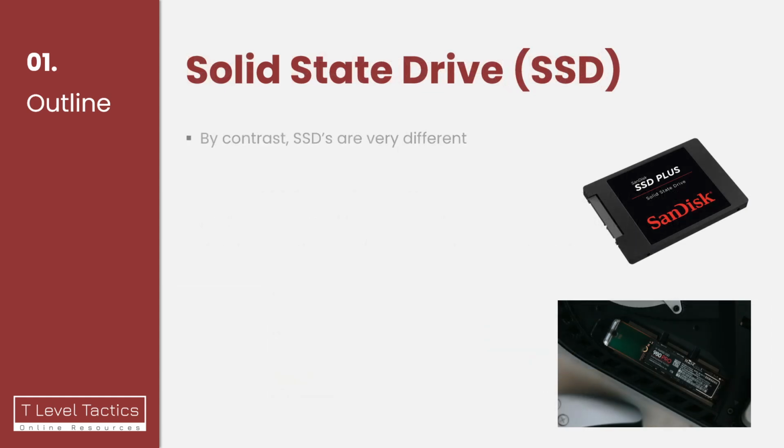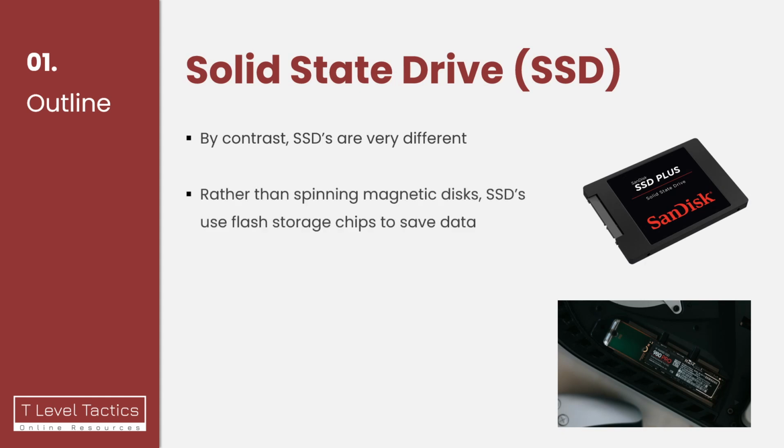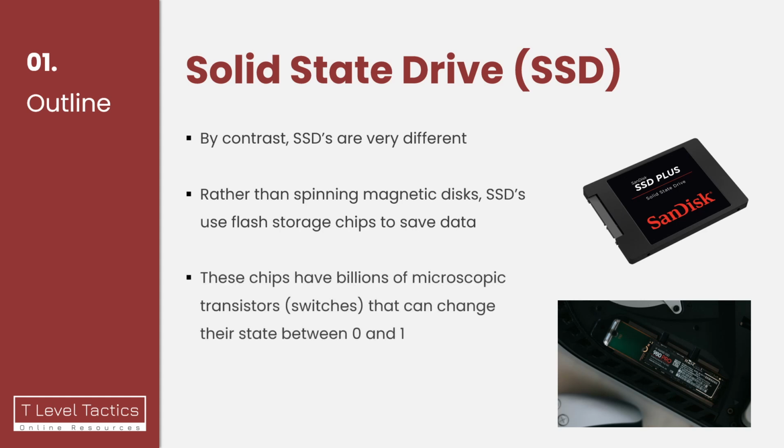By contrast, SSDs, solid-state drives, are very different. Rather than spinning magnetic disks, SSDs use flash storage chips to save data instead. These chips have billions of microscopic transistors, essentially very tiny switches, that can change their state between 0 and 1.